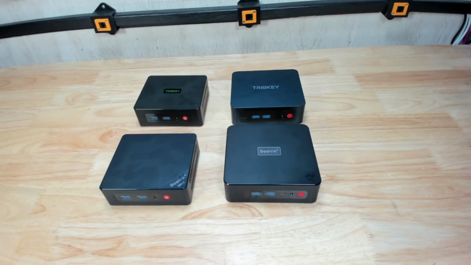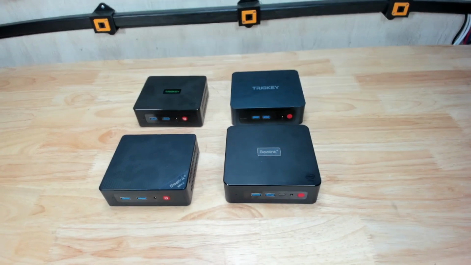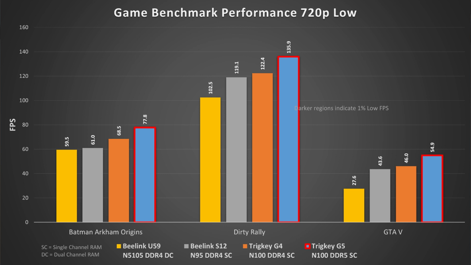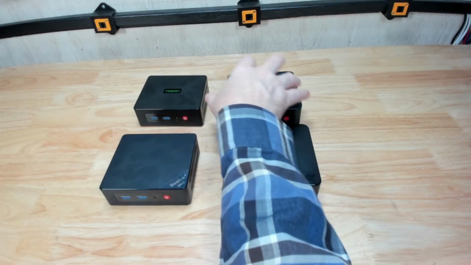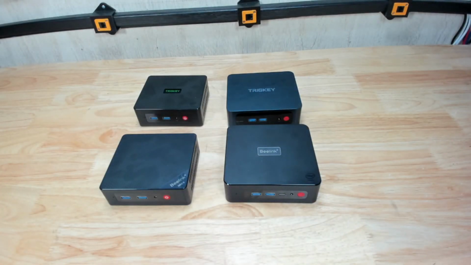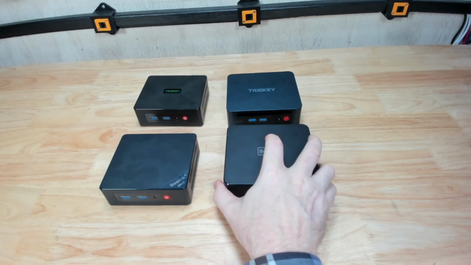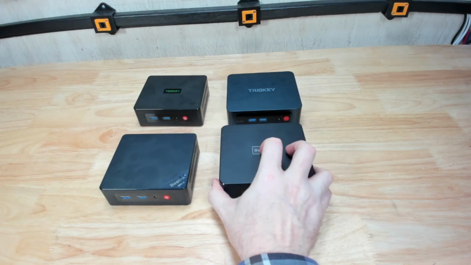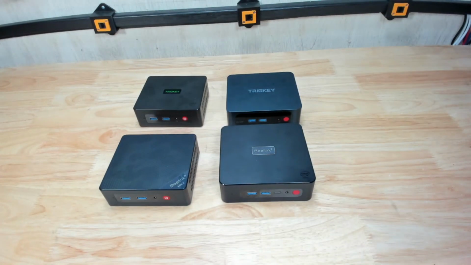Now, the gaming performance was pretty much a wash, although most of the games tested were a bit unfair examples of what these PCs could truly handle. In the games with reasonable frame rates like Batman Arkham Origins, Dirt Rally, and GTA 5, the N100 bested them all, actually the N100 and the Trigkey G5. So it seems that single channel and dual channel didn't have as much impact as one would expect, although maybe that's why this Beelink U59 was able to keep up with these other devices in those gaming benchmarks.